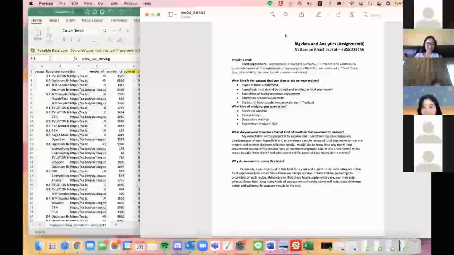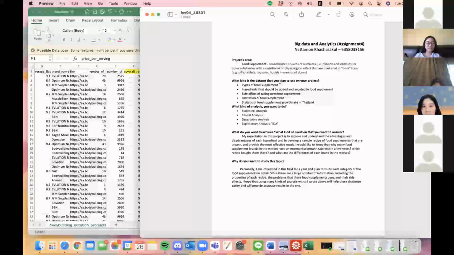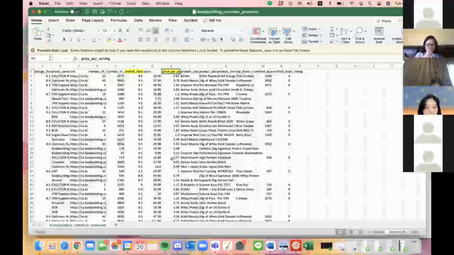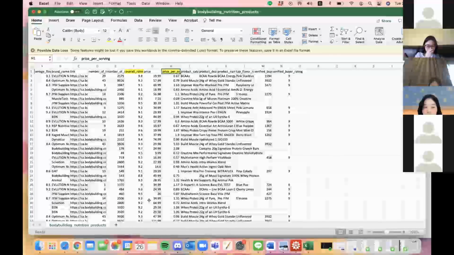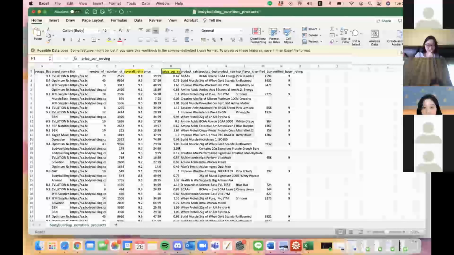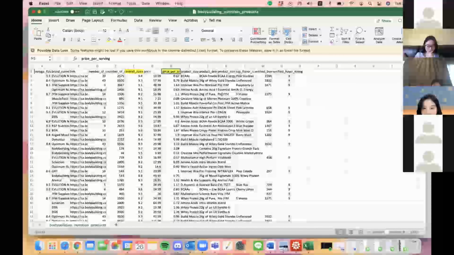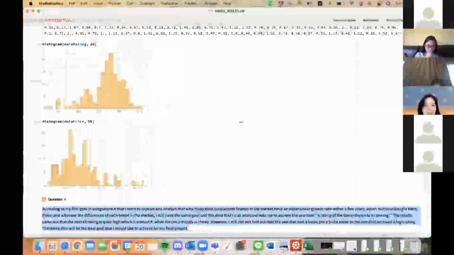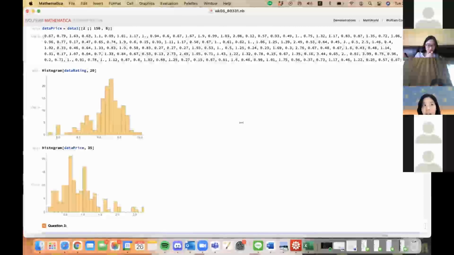Okay, very good. My project is about food supplements. This is my data, and I got the data from Kaggle. I started this project with the objective that I want to find out why the food supplement industry in Thailand has a very high growth rate within a few years, which nutrition brought them that, and what are the differences between each brand in the market.